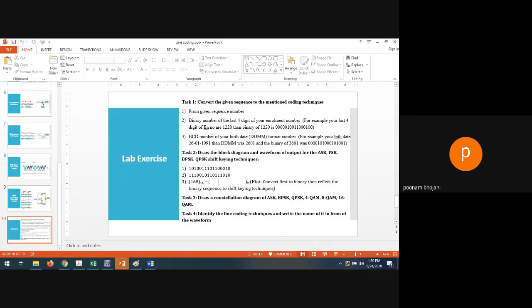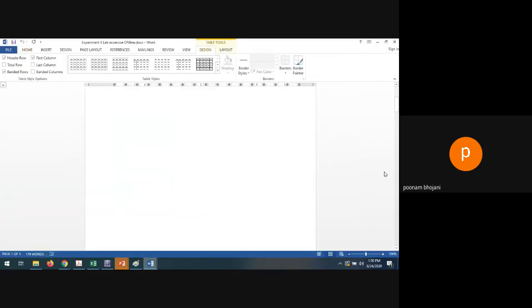So these three numbers are given. Two numbers are directly given in binary, and the third is given in hexadecimal. So you have to convert it into binary. It is not difficult, right? 1 means 0001. 6 means 0110. 8 means 1000, like that, right? So you can directly convert the hexadecimal number into binary. So whenever you get the three binary numbers, you have to draw the waveform for them. And that is also given in this lab exercise.